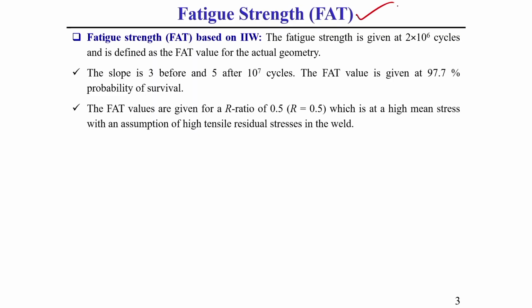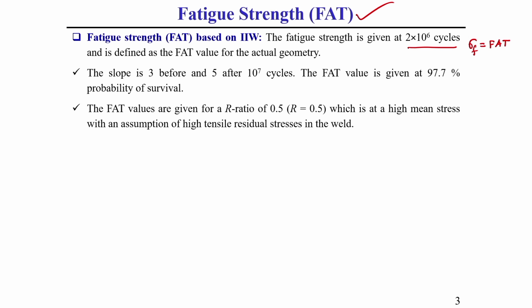So, first of all we should know what is fatigue strength, or it is also called FAT. This you should keep in mind. So, fatigue strength based on IIW, International Institute of Welding. The fatigue strength generally is given at 2 into 10 to the power 6 cycles. At this cycle level for a particular structure, whatever stress value you get is known as sigma f, or this is also called the FAT value, or the fatigue strength of that structure.